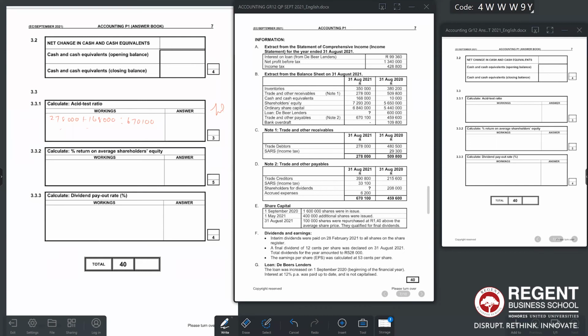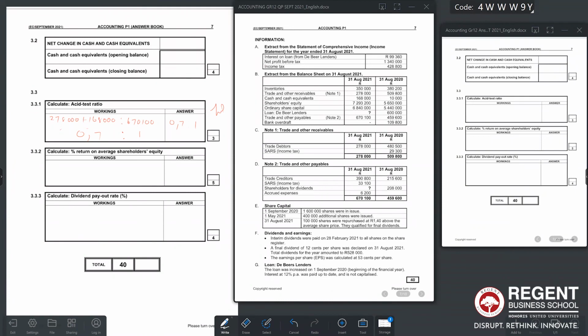So to get the 1 on the right-hand side, 670,100 divided by itself will give you 1. And mathematically, whatever you do to the right-hand side, you must do the same to the left-hand side. Take 278,000 plus 168,000, add them up and divide by 670,100, and you got 0.7. Well done. 0.7 is to 1. So my answer is 0.7 is to 1.